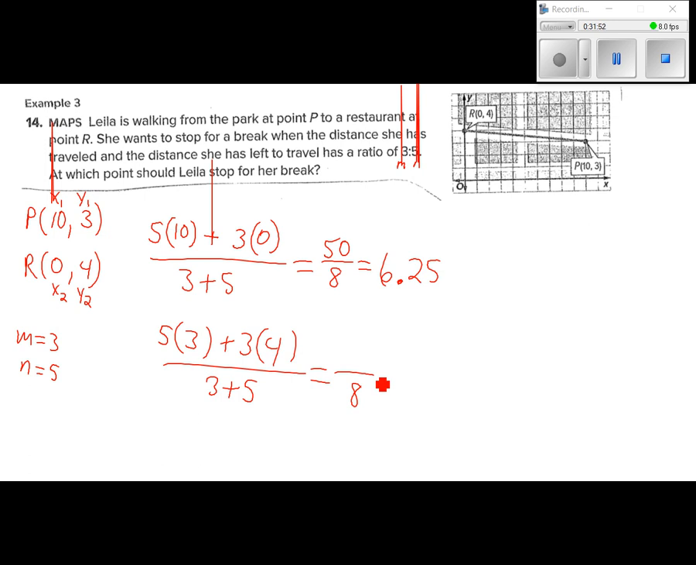What did anybody get for the top? 27? Somebody divide that for us. 3 point what? 3.4, is that what we're going with? What's our final answer then? What's our x coordinate? 6.25. And then our y coordinate?